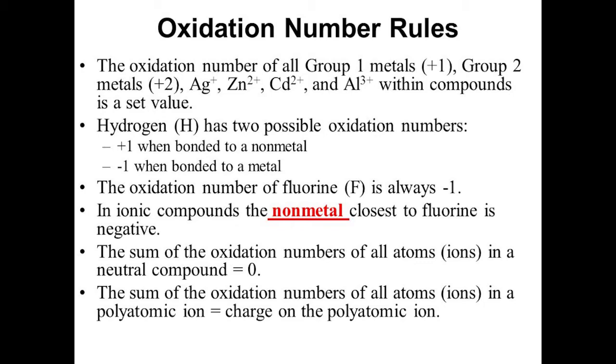And the last thing that you have to know, which I'll explain on the board, is that the sum of the oxidation numbers for a neutral compound is 0, and that is going to help you determine what the actual charge of the cation or anion you're dealing with is. And the sum of the oxidation numbers in a polyatomic ion is going to equal the charge of the polyatomic ion, which I will also explain.